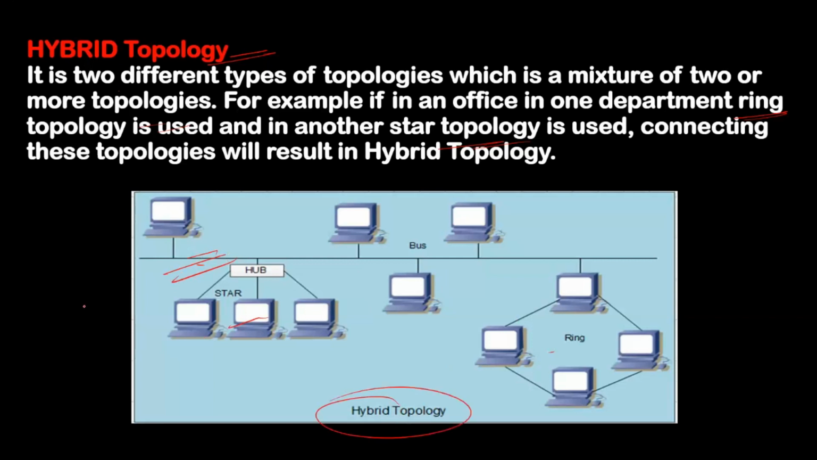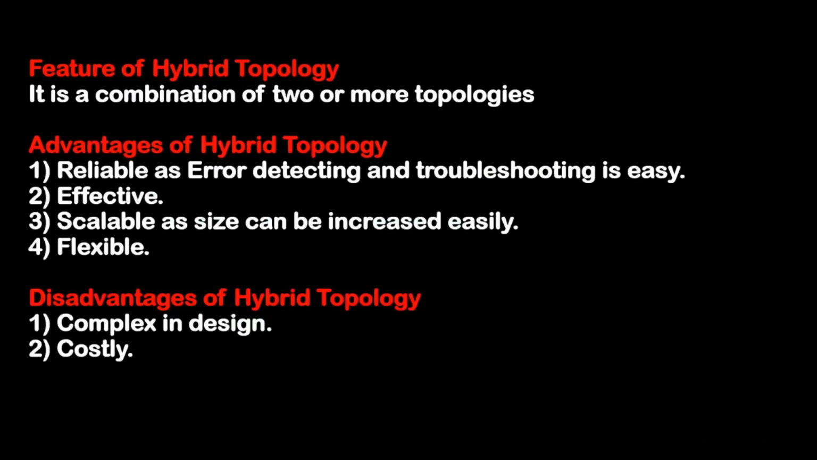But make sure that if you are connecting only two topologies, like bus and star, then it will be tree, right? So you have to connect either two or more, or just connect bus plus ring or star plus ring or any other topology. This is called hybrid topology. So the feature of hybrid topology is that it's a combination of two or more topologies. Okay. Now advantage. It's reliable as error detecting and troubleshooting is easy because you are connecting two or more different topologies.